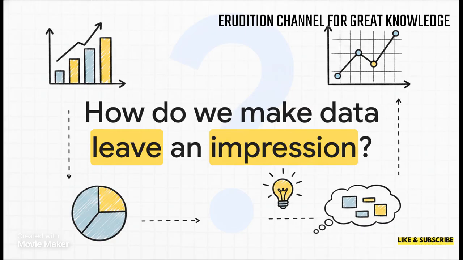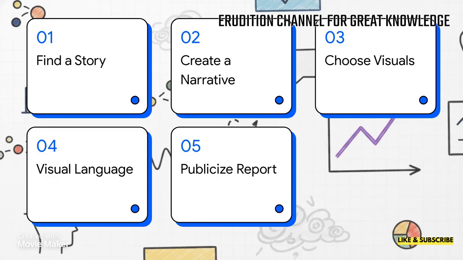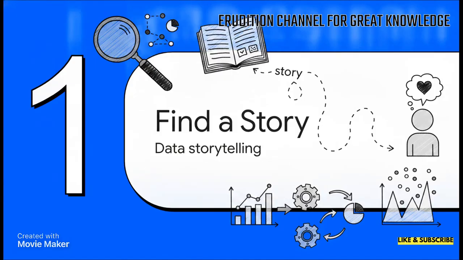Whether you're conveying big ideas or seeking help, the solution is actually pretty straightforward. You have to present the report in a style that is both attractive and, most importantly, simple to comprehend. And the absolute best way to do this, especially if your layout is heavy on numbers, is by leveraging data visualization. We are going to transform your raw numbers into a compelling data story through 5 strategic steps. Find a story in the data, create a narrative, choose suitable visualizations, follow the visual language, and finally, publicize the report.